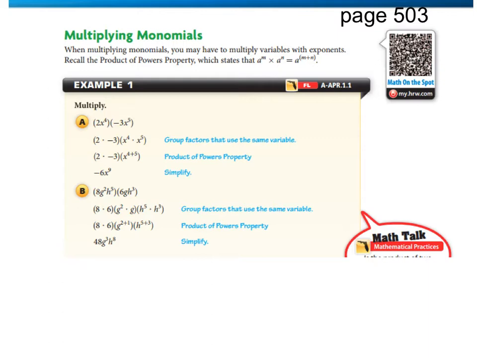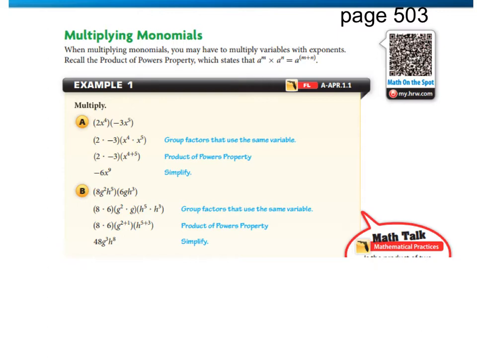So when we have two monomials, now we're just putting proper names to them, we're going to multiply the coefficients, and if the bases are the same, then we add their exponents. So we take 2 times negative 3, which is negative 6, x to the 4th times x to the 5th becomes x to the 9th, and negative 6x to the 9th is your answer.